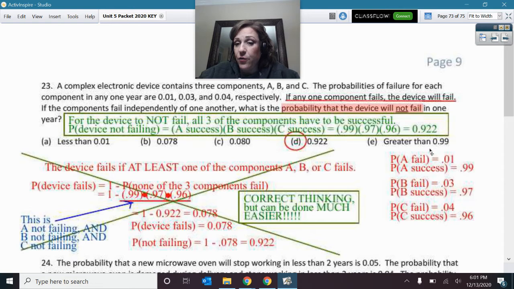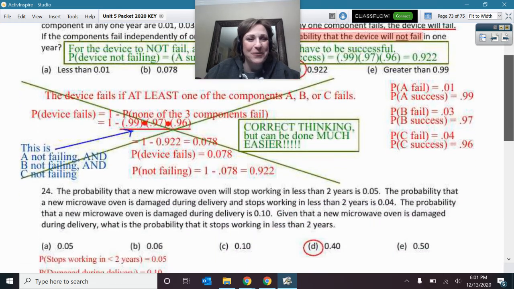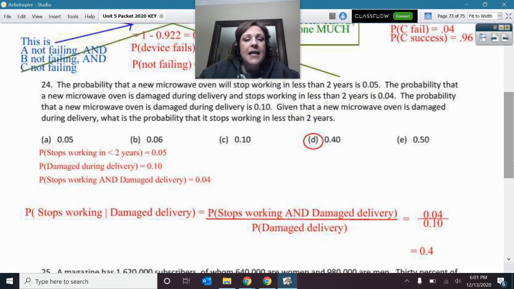Over here on the side, they told me the failing probability. So that means 99% of the time A is successful and 97% of the time B is successful and 96% of the time C is successful. If I multiply those three things together, because I want A successful and B successful and C successful, that's the probability that the device will succeed. The only one way that the device does not fail. So there it is. And if you want to study this other part, go for it. But it's way too hard. Okay, number 24. So let's see here. It took me a while in reading this to kind of see.